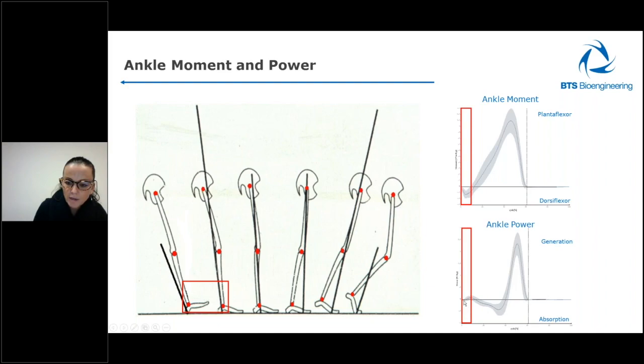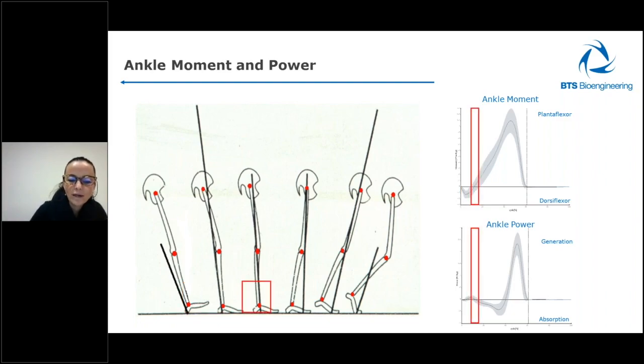At the same time, if we give a look at the power in the same phase, of course, we can see that the power is absorbed. And this is exactly what we expected, because, as you know, in this phase, the dorsiflexor muscles are working in eccentric mode because they are lengthening to control the fall of the foot. For example, let's think to the tibialis anterior muscle.